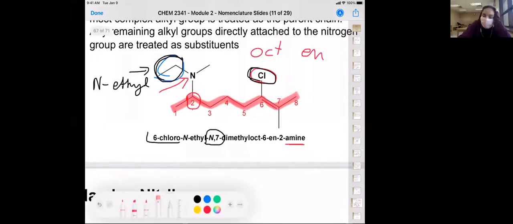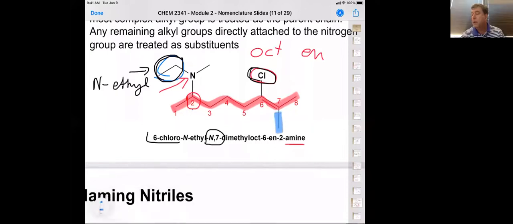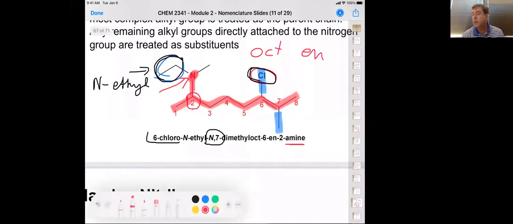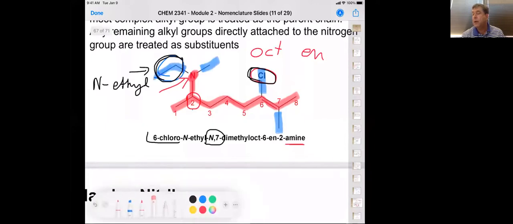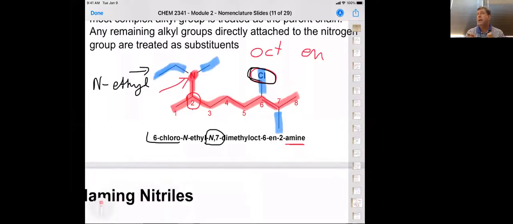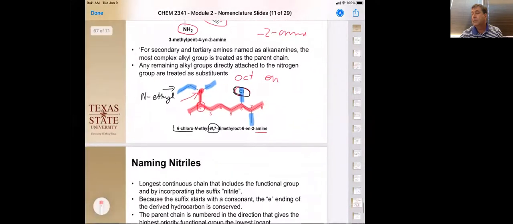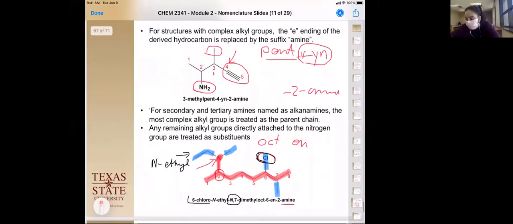Which tells me our substituents are the methyl group here, the chlorine here, and remember this nitrogen is naming the chain. So this is actually part of the main chain, which makes this a substituent and this a substituent. Do you still see that other methyl group? No, it's part of the parent chain. So make sure that when you outline your main chain, you have the correct number of substituents. All right, any other questions on amines?